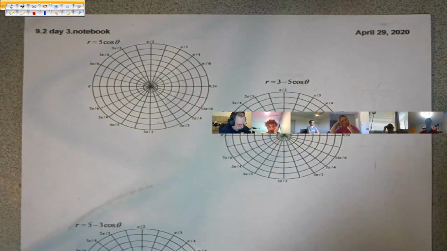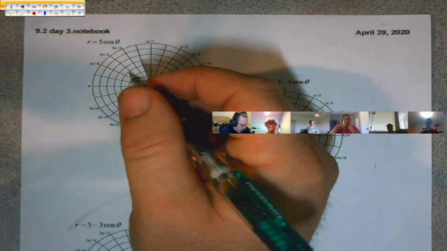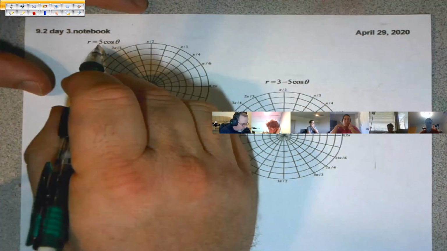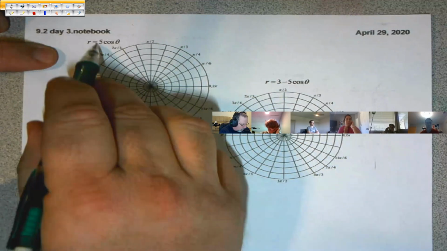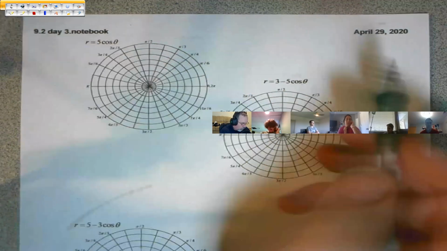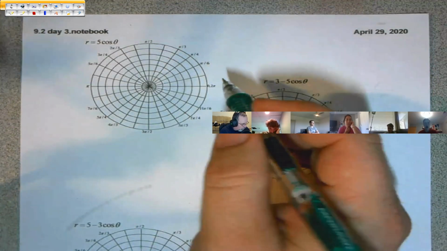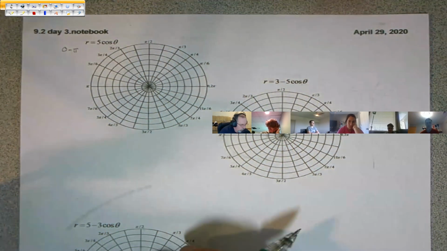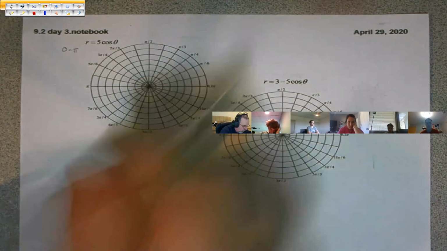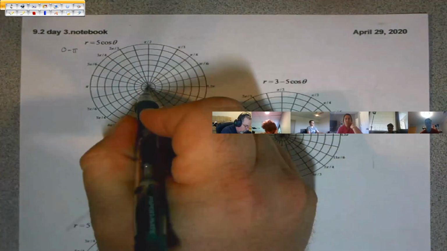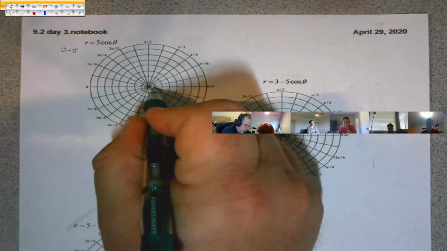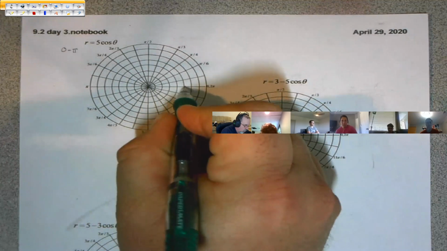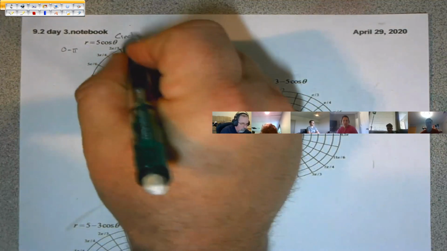So here we go. To start out with, we have circles. We just have 5 cosine, so nothing's added to this. The coefficient is 1. This is a circle. Now you can make a chart for this if you want. By the way, circles always graph from 0 to pi. But you're only really going to get 2 points: the pole and 5 out here. So you have to know that these are circles.